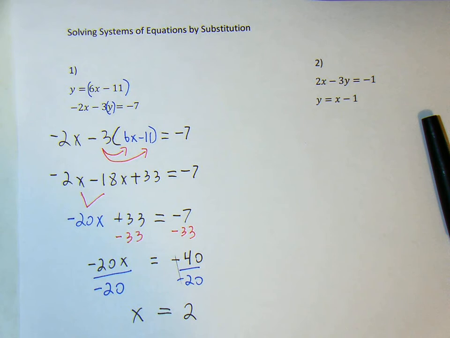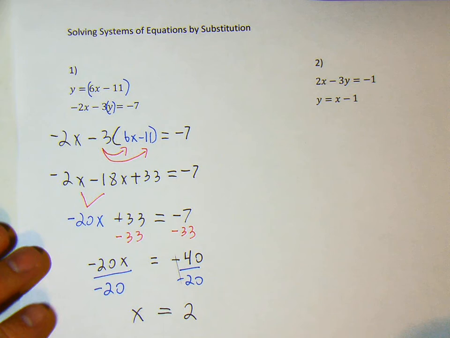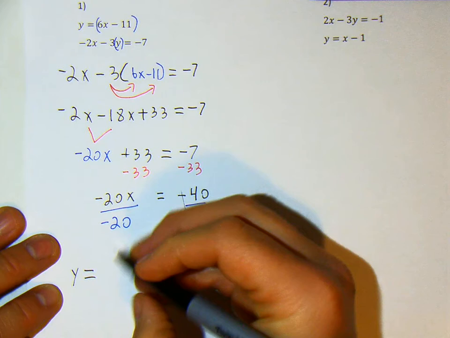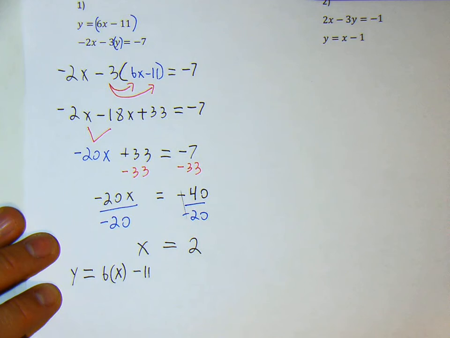We have to plug in to one of the original equations and check. So we're going to take this 2, and we're going to substitute it back into one of these problems. Let's substitute into the first one. Y is equal to 6 times x minus 11. But instead of x, we're going to have 2 now. So we're going to put a 2.